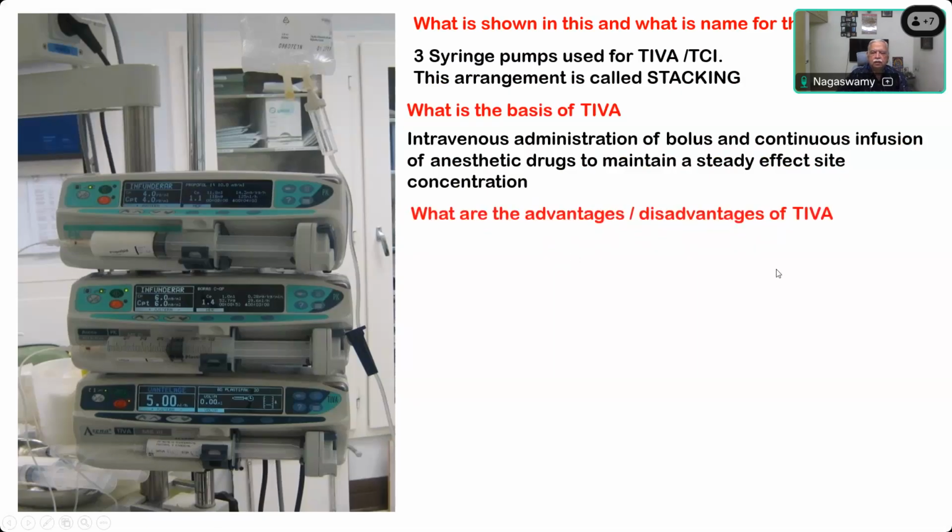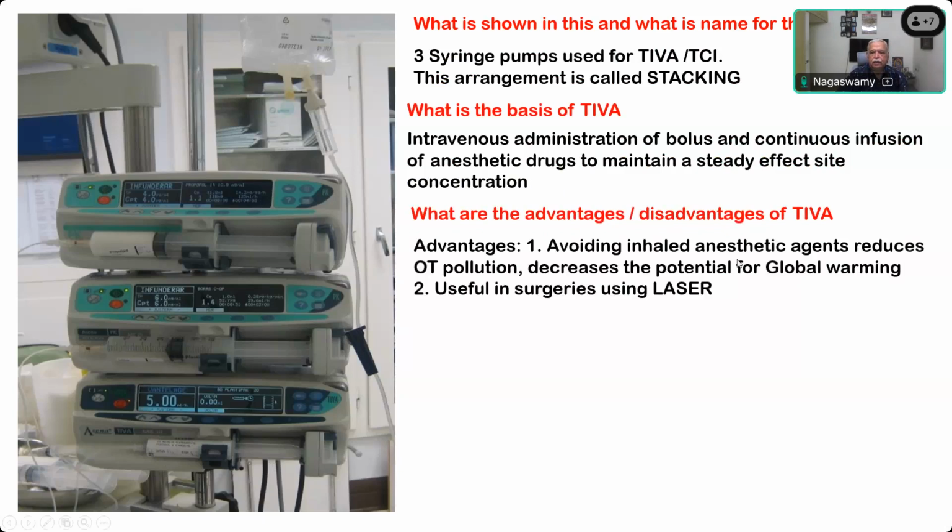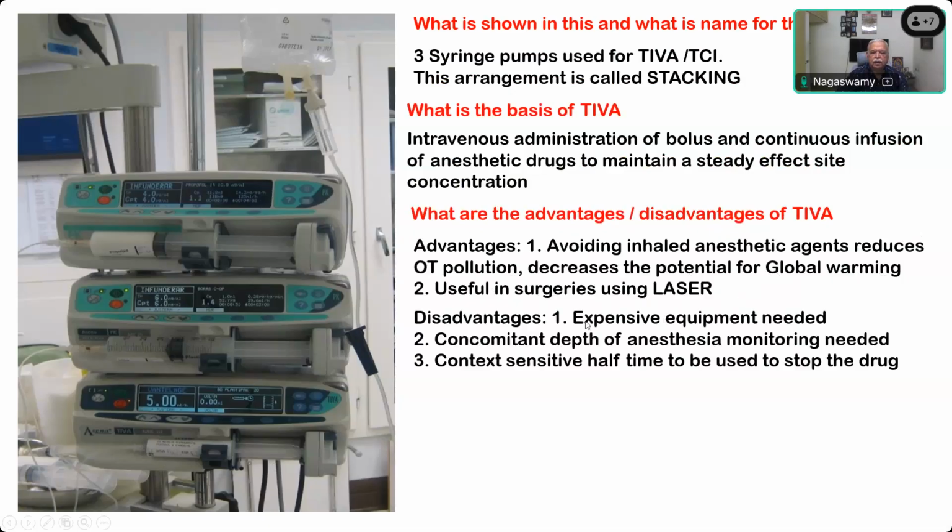What are the advantages and disadvantages of TIVA? Advantages are avoiding inhaled anesthetic agent, reduces OT pollution, decreases global warming, and useful in surgeries using laser. Disadvantages are expensive equipment needed. Concomitant depth of anesthesia monitoring is also a very important monitoring tool. Context sensitive half-life is to be used to stop the drug.